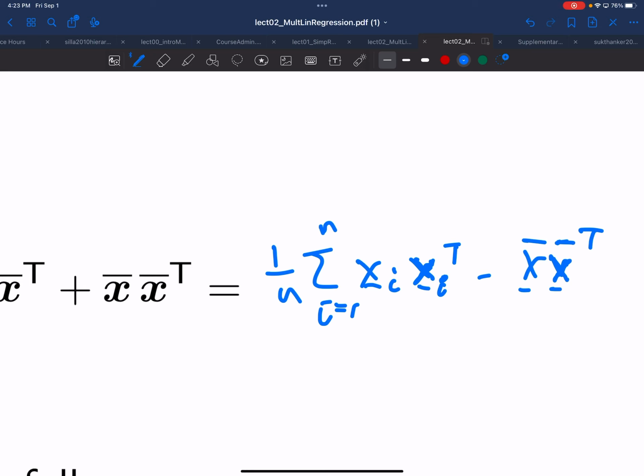Okay, so we saw the scalar version of this last time, where it was like this, but everything was vectors. Okay, any questions on that?